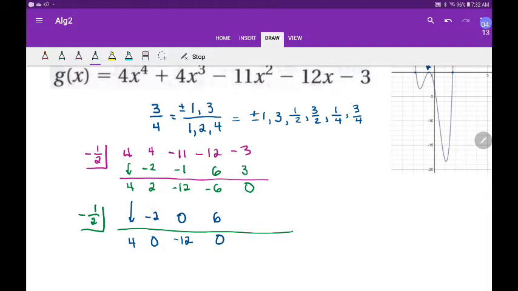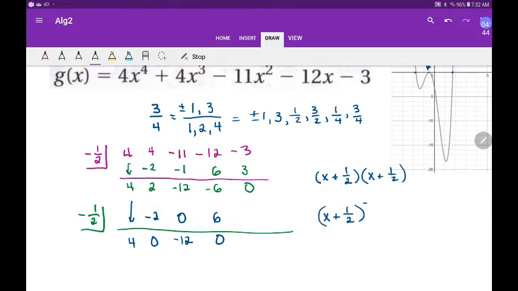So what does that mean? That means that I have x plus 1/2, and it's squared. It happens twice. You say, is that really 2 roots? Is that really 2 zeros? We count them. As many times as they happen, we count them. So it's 2 of those, so it's squared.